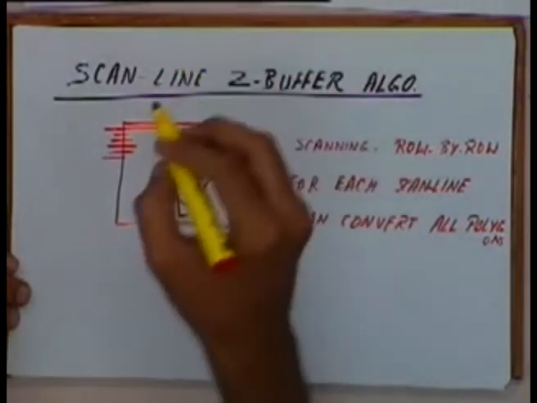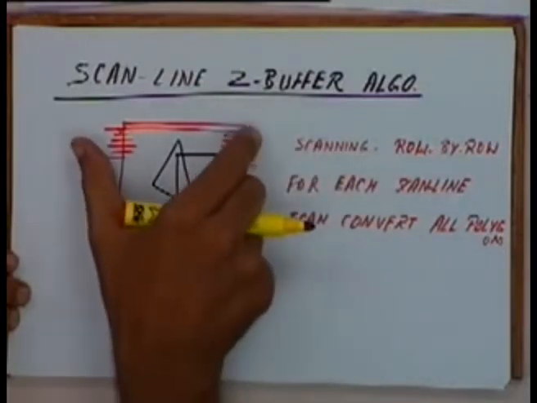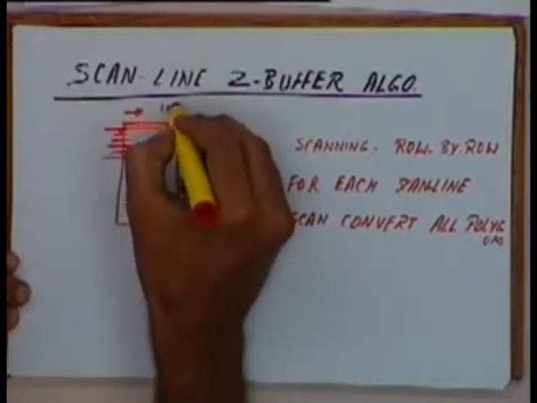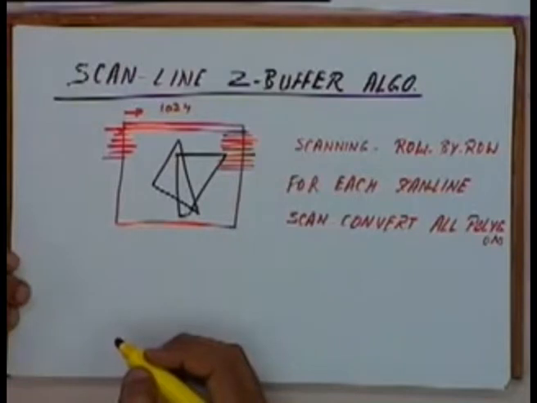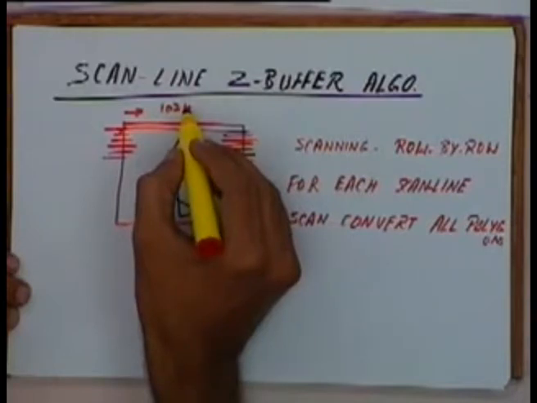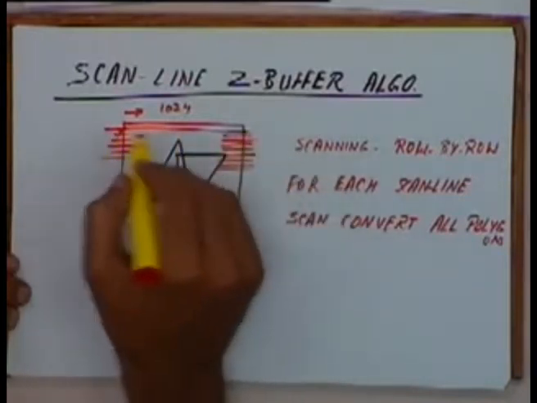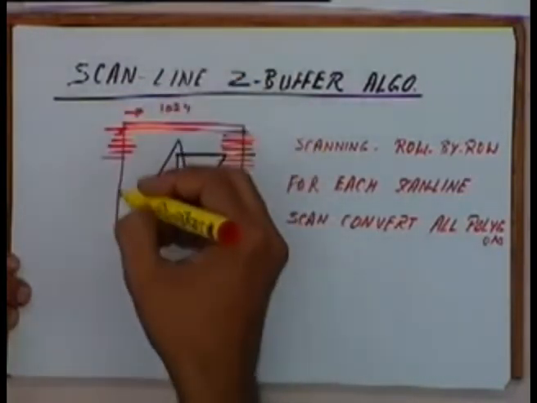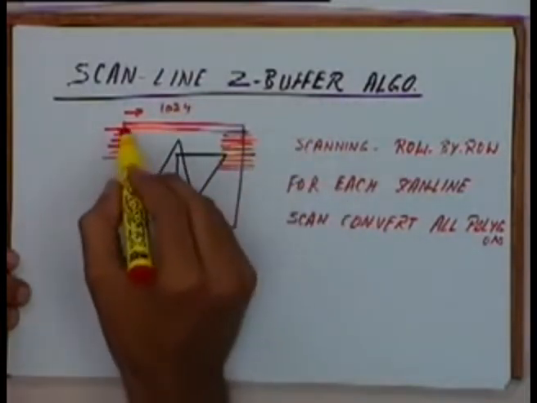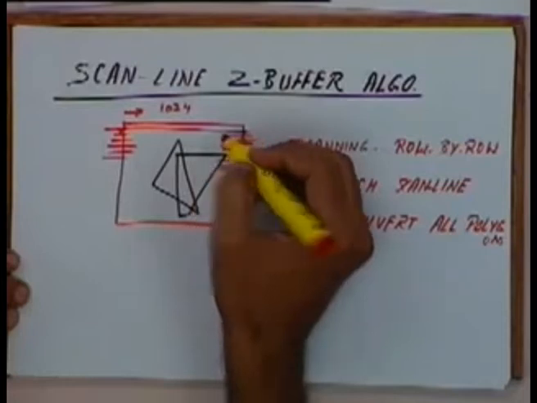Then what I can do is maintain a scan buffer, the size of which will be equal to the resolution in the x direction. The resolution in this direction is 1024, so I will maintain an array of size 1024. Using that array, I will scan convert the first row and display all the polygons that are crossing that. Then I will use the same array for the second row. Once I have decided which polygons to display for the first row, I don't need the Z buffer for that anymore.